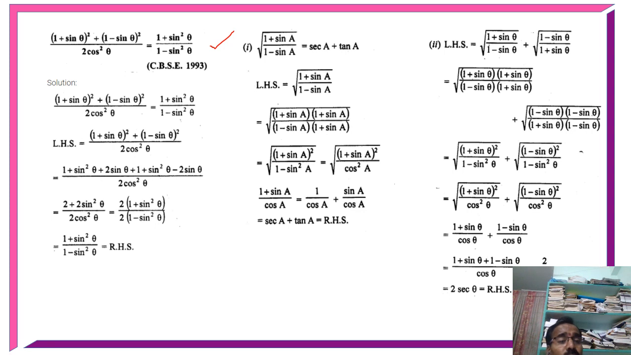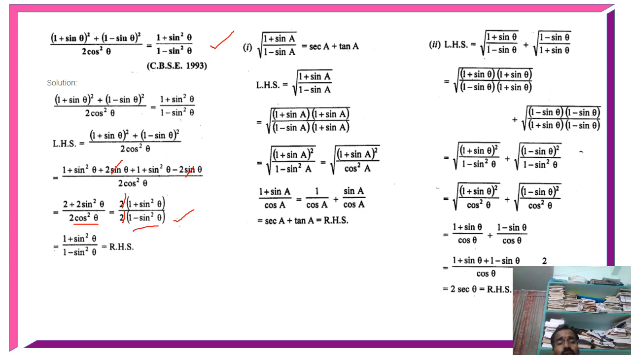And here we can write: plus 2 sin θ minus 2 sin θ cancel. So we have 1 plus 1 is 2, sin²θ plus sin²θ is 2 sin²θ, by cos²θ. 2 is factorized: 2(1 + sin²θ), and instead of cos²θ, from the first identity we can write 1 minus sin²θ. So 2 cancels. Then we write (1 + sin²θ)/(1 − sin²θ).